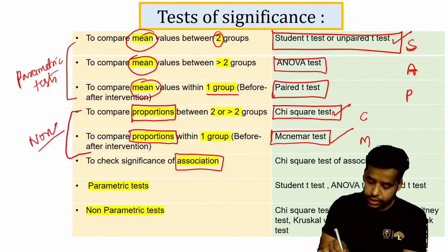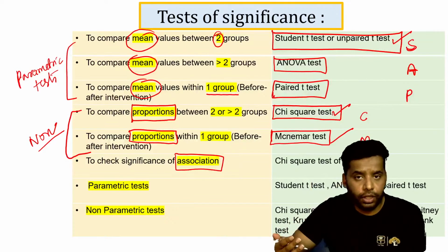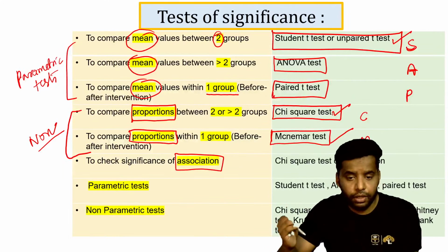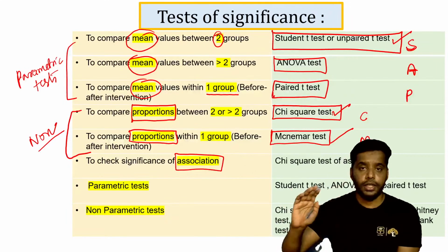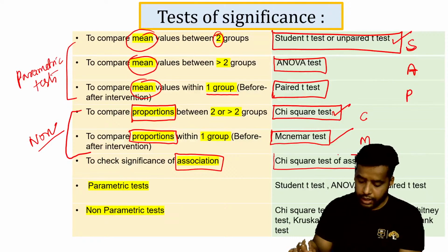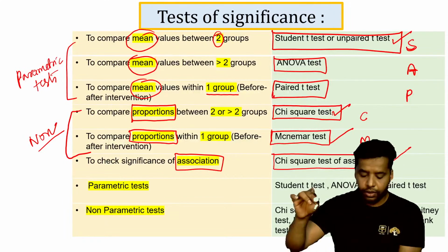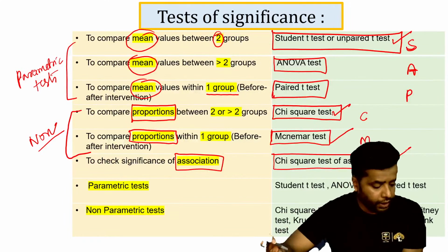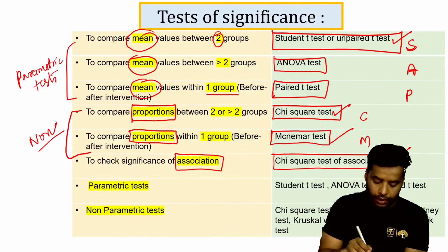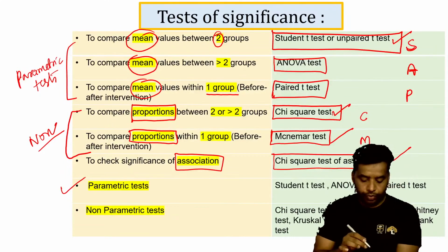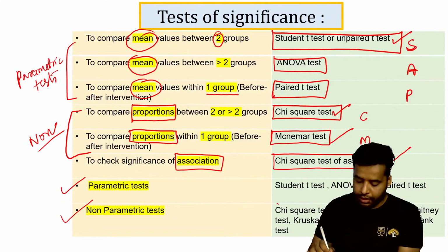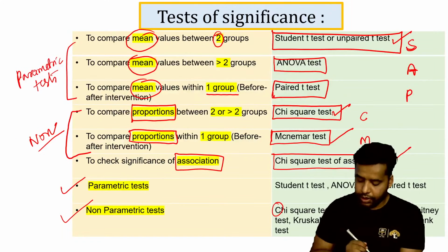If you are checking association, either you can do a case control study or a cohort study. To check the significance of association, you have to do the chi-square test of association. So what is the test to check the significance of association? Chi-square test. Among tests, parametric tests are three, and non-parametric tests are actually five. Chi-square and McNemar are for proportions.